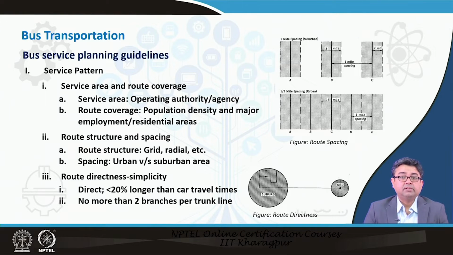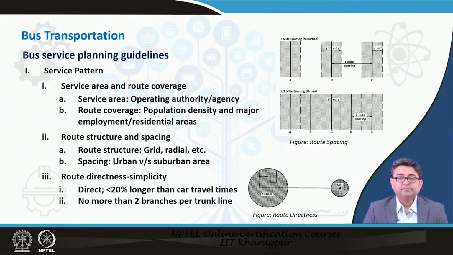Next, you have to understand what is the structure of the route and the spacing. So, we have already looked at different route structures such as grid, radial, you may remember from the last class. So, now you have to understand which route structure to pick. That will be decided heavily by the existing road network in the city, but also by understanding how your population density is spread out in the city, as well as your major employment and residential areas.